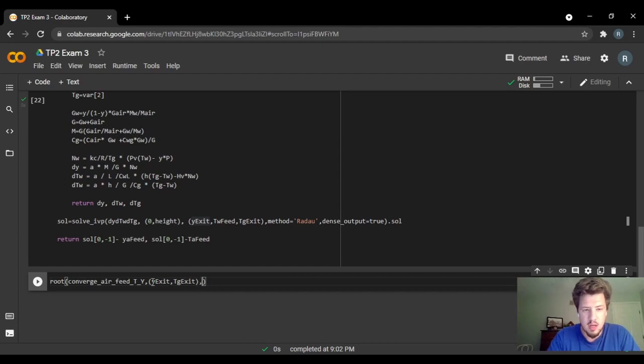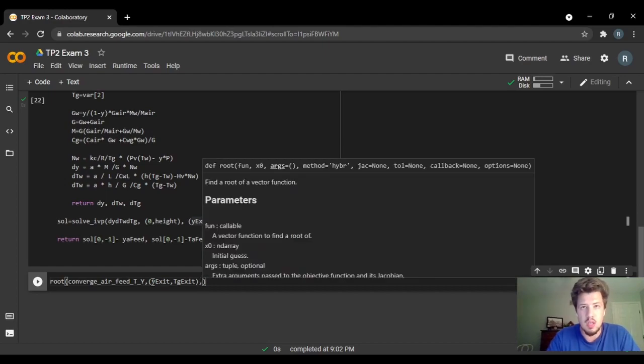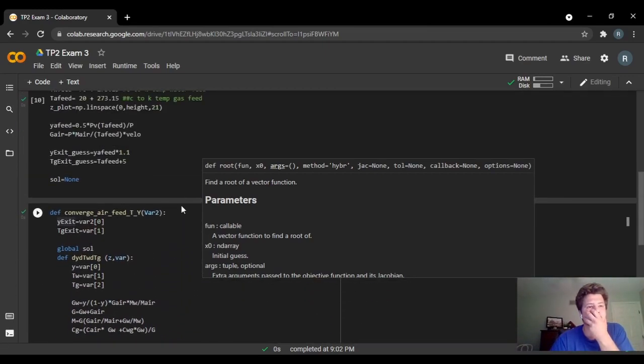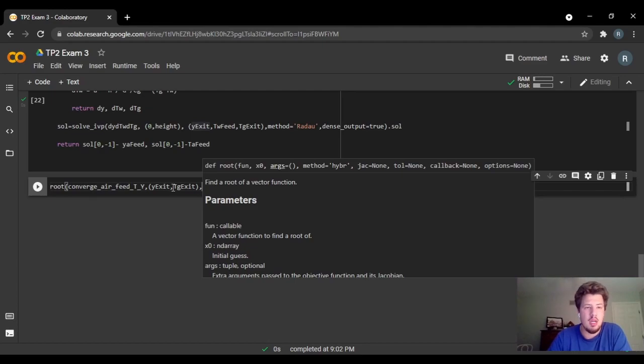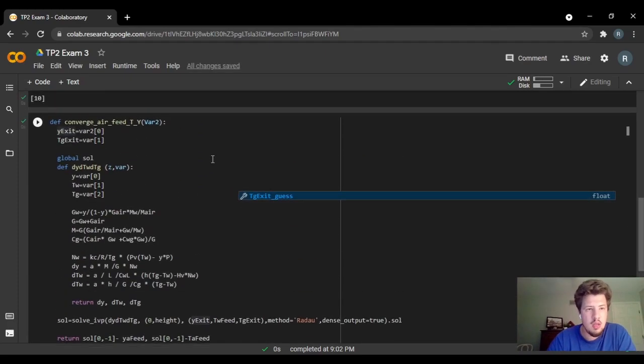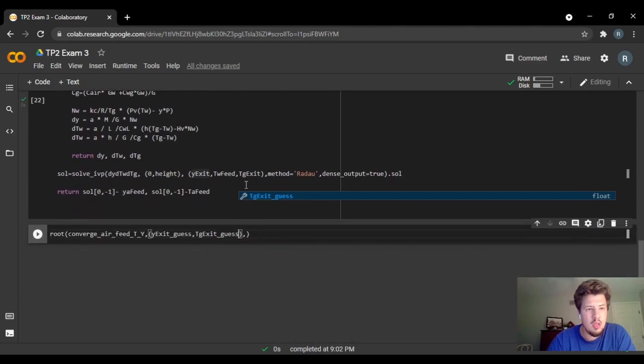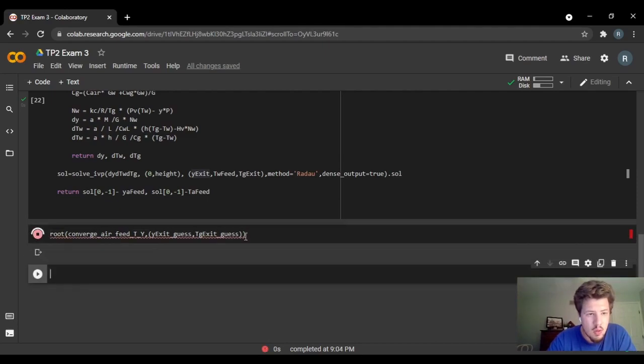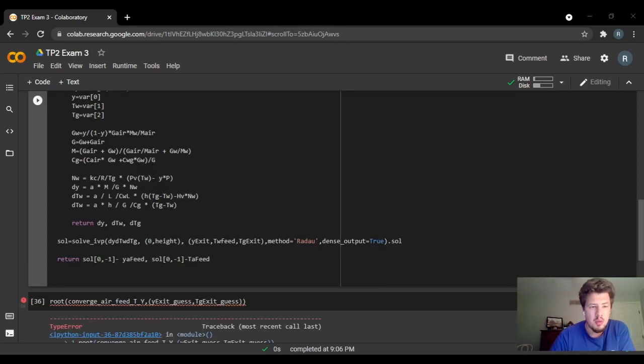Our null values, and then we need to plug in not the exits. We need to plug in the guesses, not the exits. Not comma there. Yep. All right, so I found my problem.